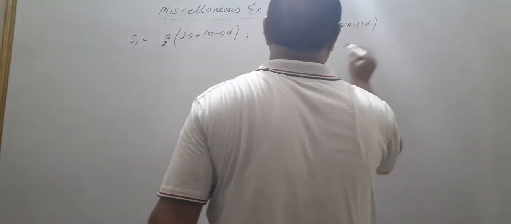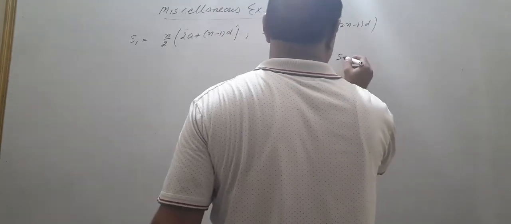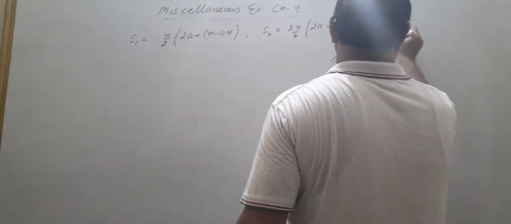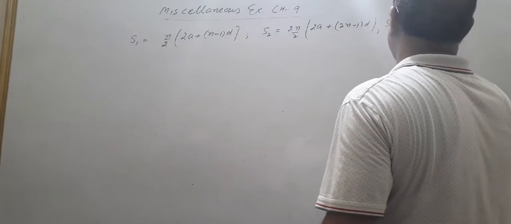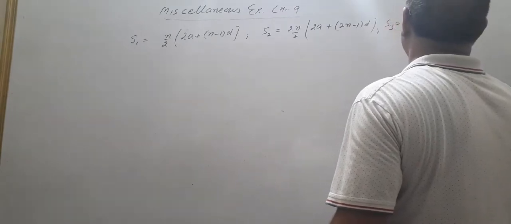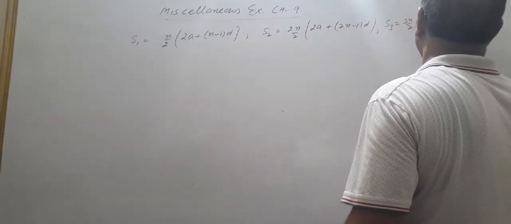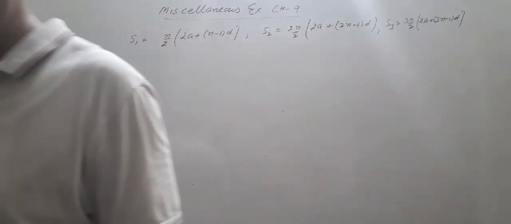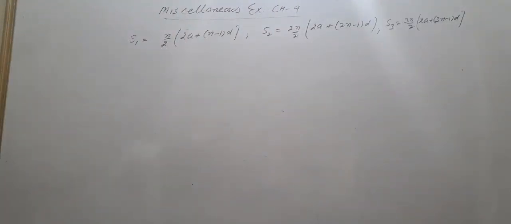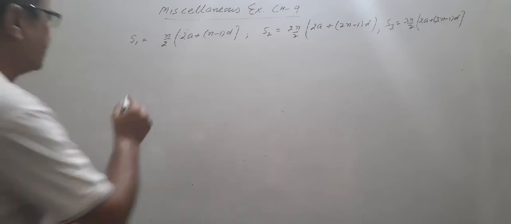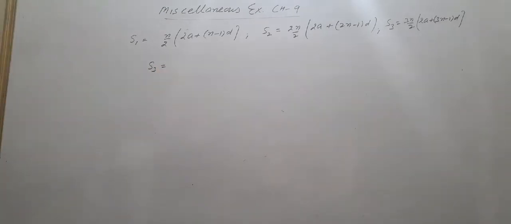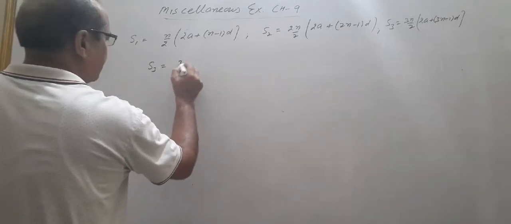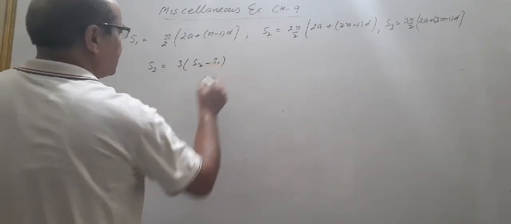You know the formula. And what is S3? The sum of 3n terms, that is 3n by 2 into 2a plus 3n minus 1 of d. So this is the given statement, and you have to show that S3 is equal to 3 times of S2 minus S1.